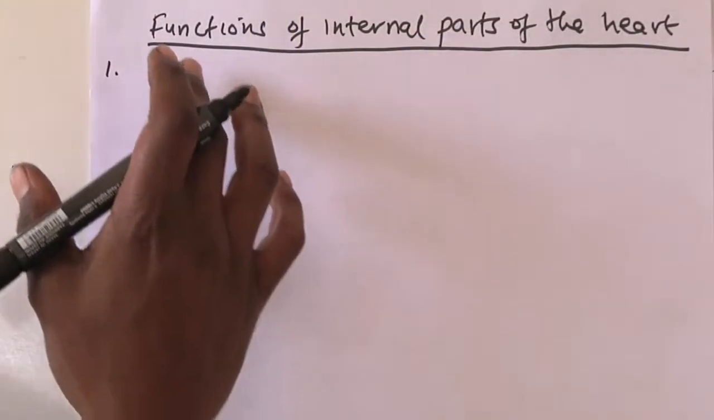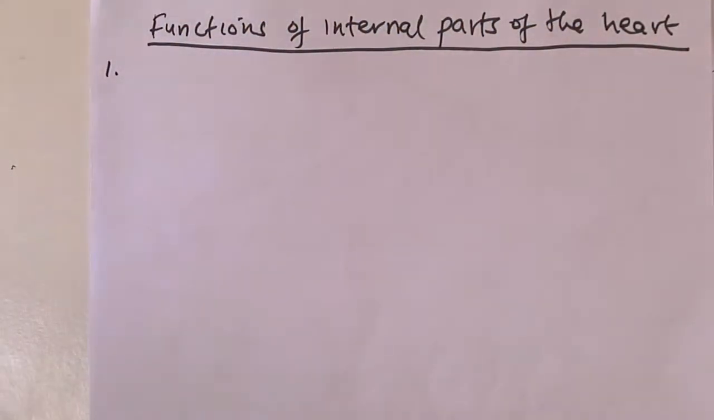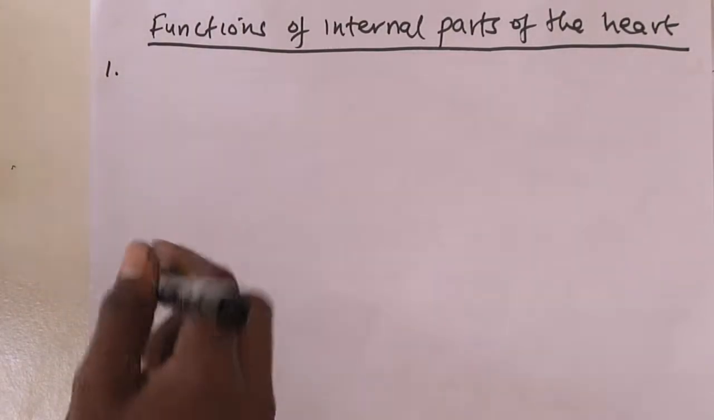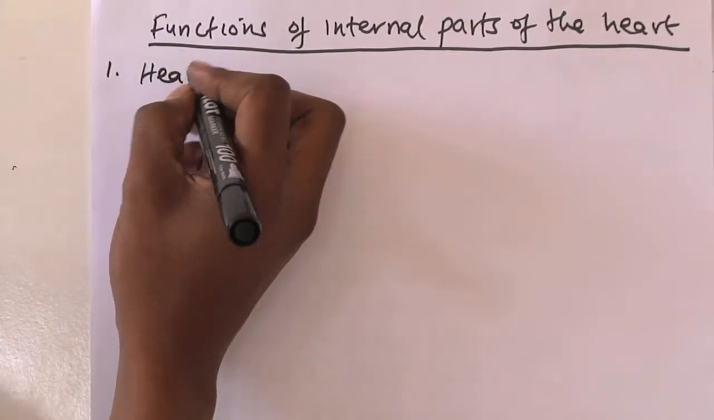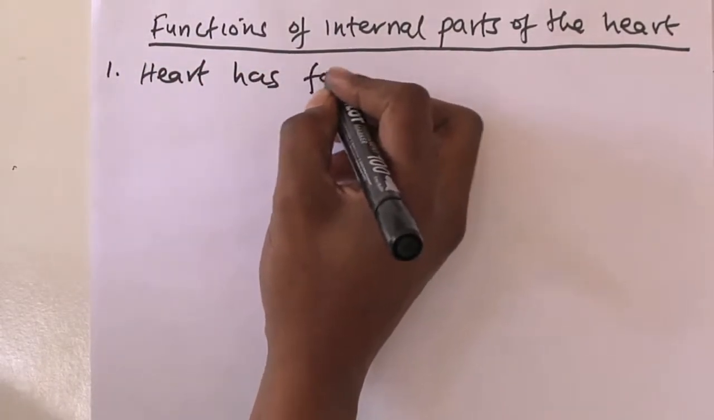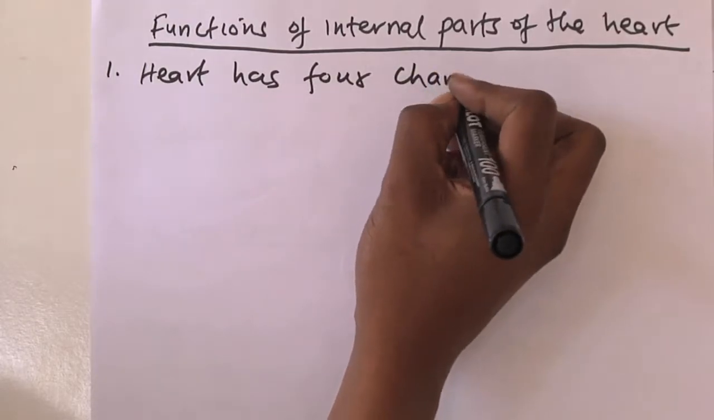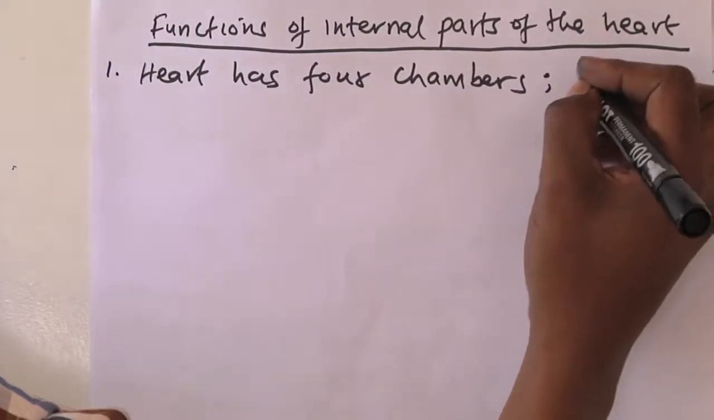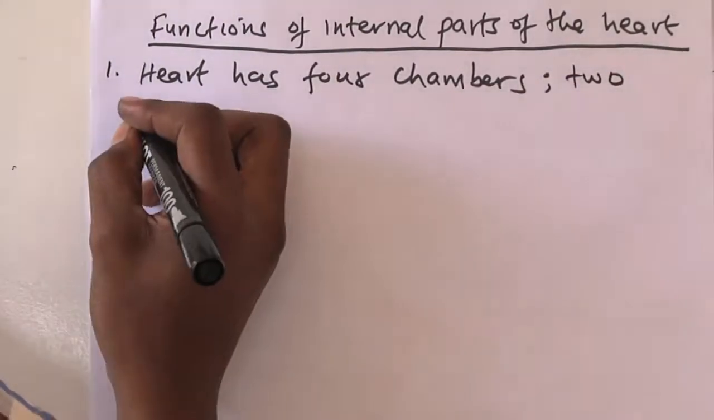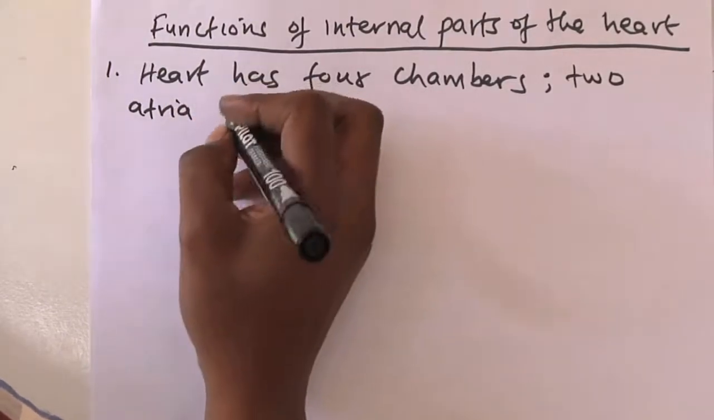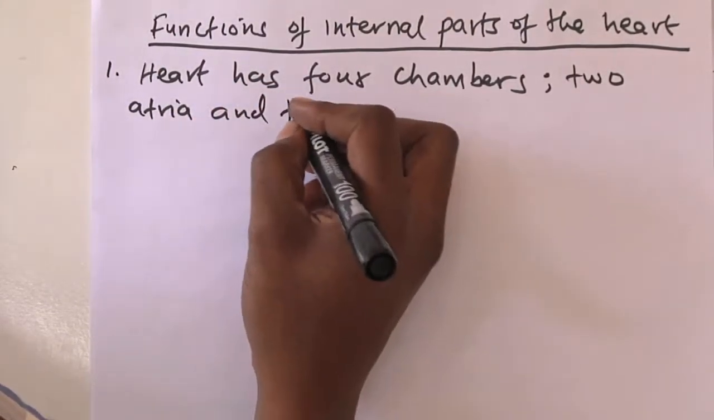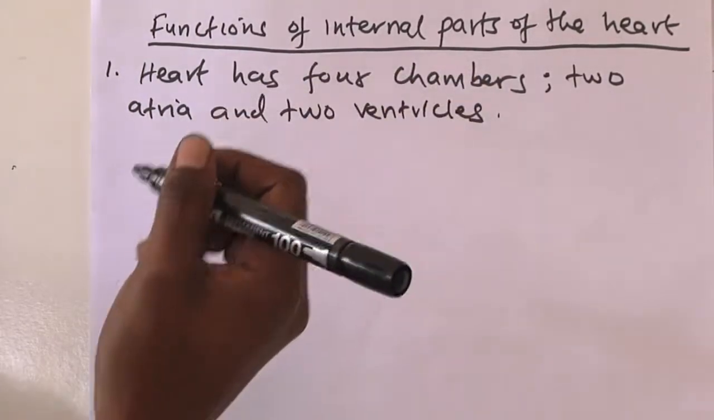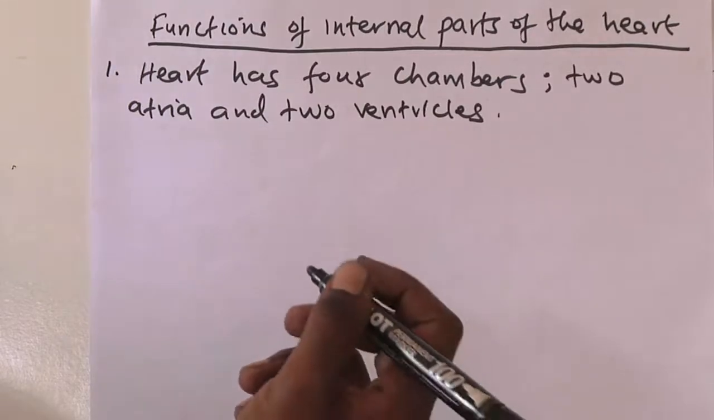Let's look at the functions of the internal parts of the heart. We've said this heart is divided into two parts. The heart has 4 chambers. And these 4 chambers are 2 atria and 2 ventricles.